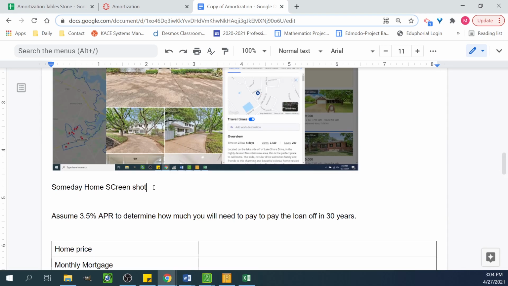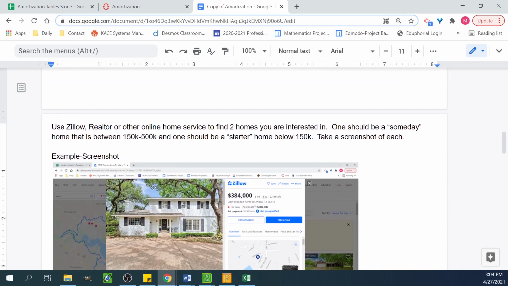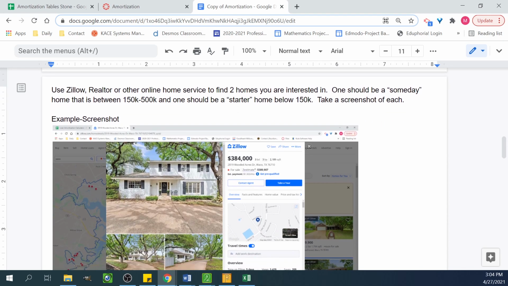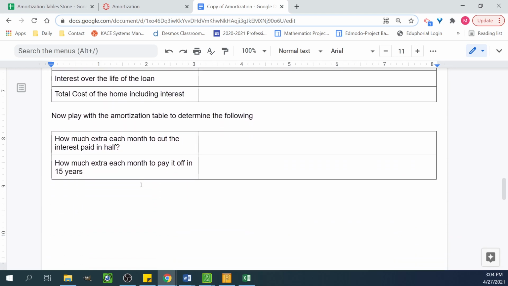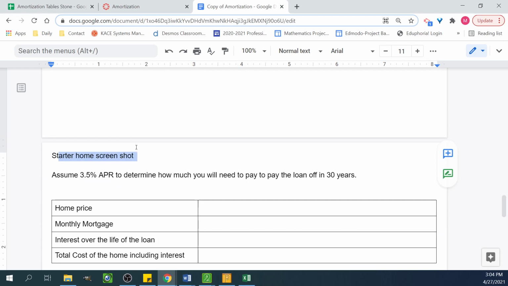So you're going to find two different houses. One, you're going to look for a less expensive one, hopefully below 150. This is a starter home you're looking for, less than 150. Then you're going to try to find one somewhere between 150 and 500,000, like a dream home. Does that make sense? So you've got a starter home, which is 150 or less, and a dream home or a someday home, which is 150 to 500. So the first one is your someday home. Pick a dream. The second one is your starter home, okay? Go ahead and work on that.